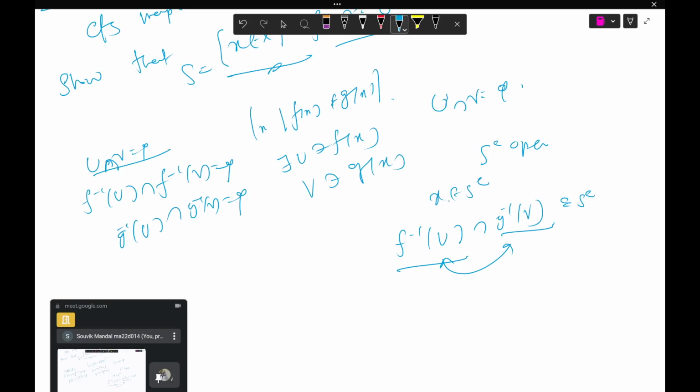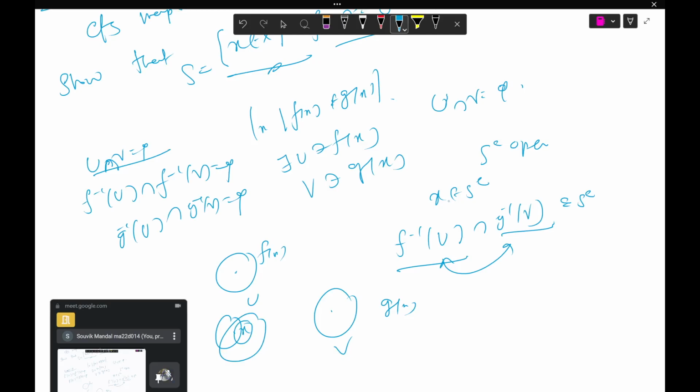Do you get the point? Sir, U and V are disjoint, containing fx and gx. Yes, so the inverse, that is right. But the thing is, U is an open set containing fx and V is an open set containing gx, but their inverse images both contain x, right? Correct. U and V are disjoint.